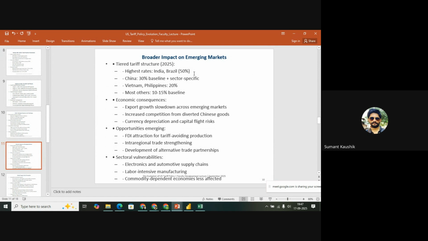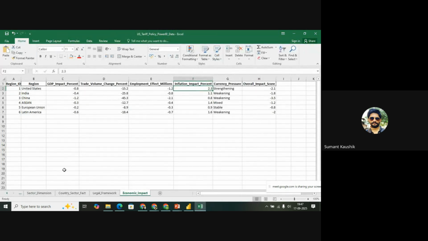Now, talking about the broader impacts. If we talk about the tariff structure, the highest impact is on India and Brazil, China is number 2, Vietnam number 3, and most others are facing about 10 to 15%. The overall world will face an export growth slowdown, specifically the emerging markets. So the highest impact will be on the emerging market nations.